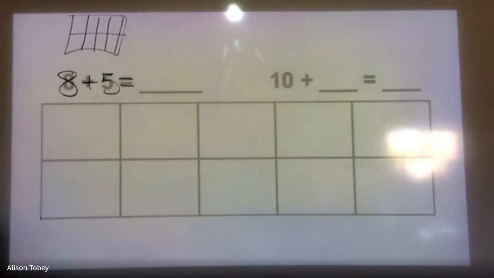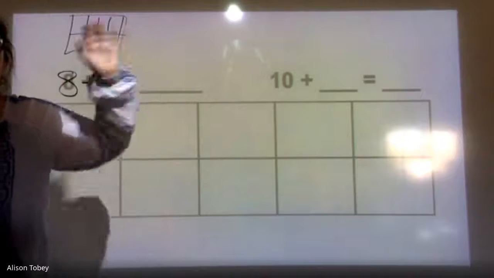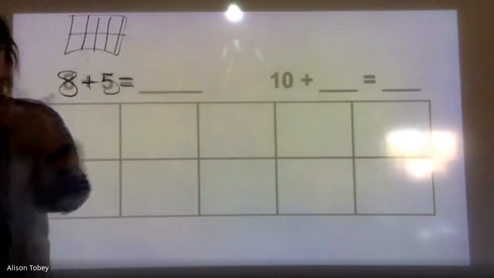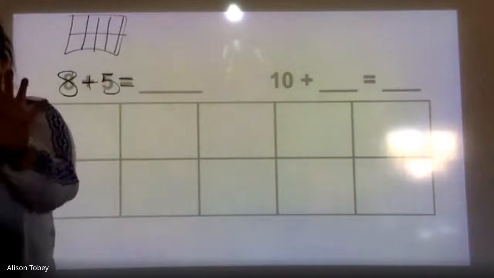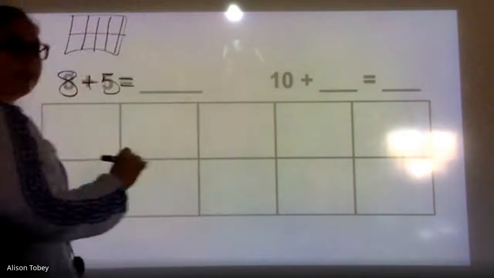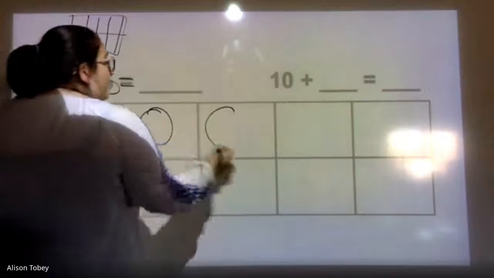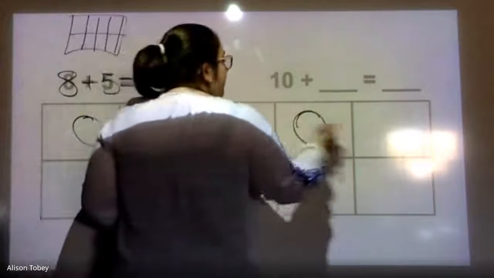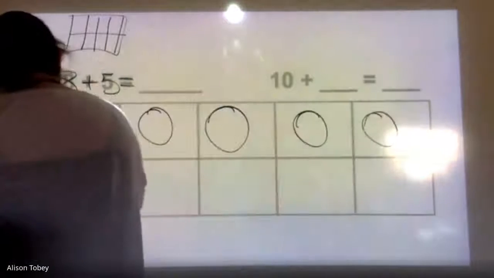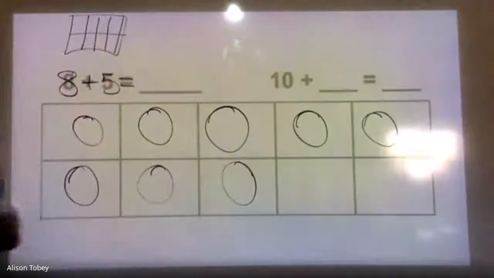Now, show me with your fingers what's bigger, 8 or 5? 8 or 5? 8. Very good. Let's draw 8 circles. 1, 2, 3, 4, 5, 6, 7, 8.